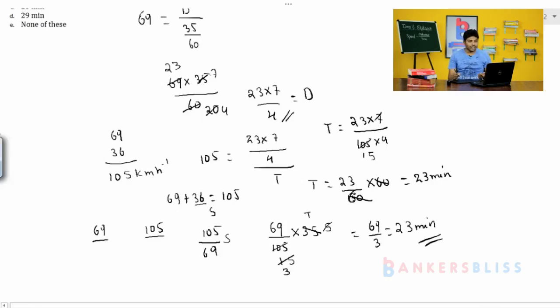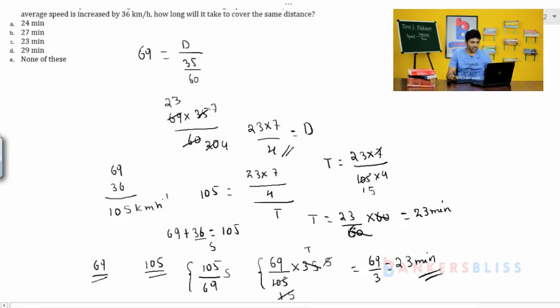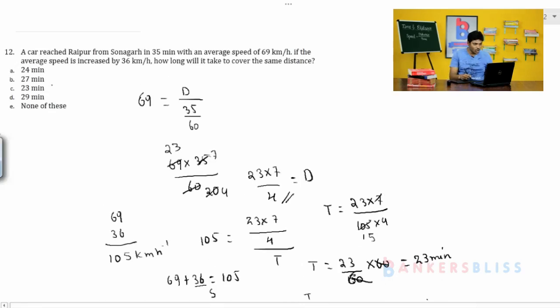So, very simple. Initially it was 69, now it is 105. The new ratio is 105 by 69. So, what will be the time? The time is inversely proportional, so it is going to become 69 by 105 into 35 minutes. After simplifying, we are going to get 23 minutes as the answer. Option C is the right answer.